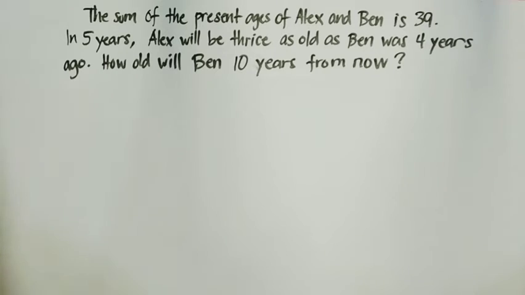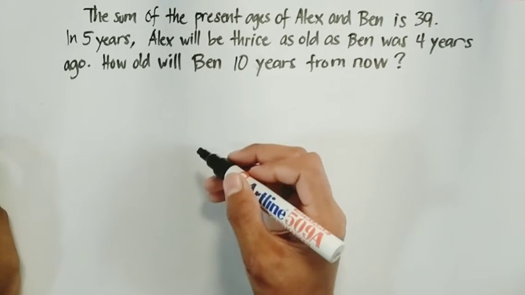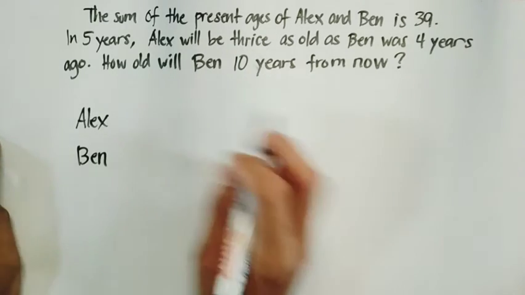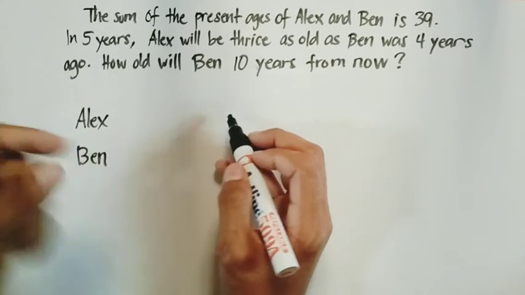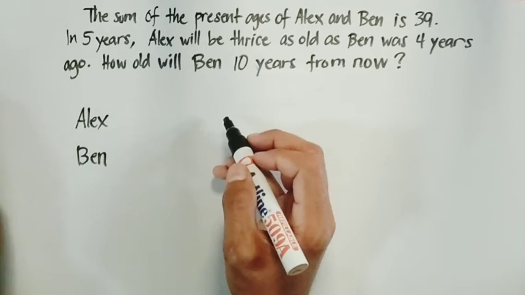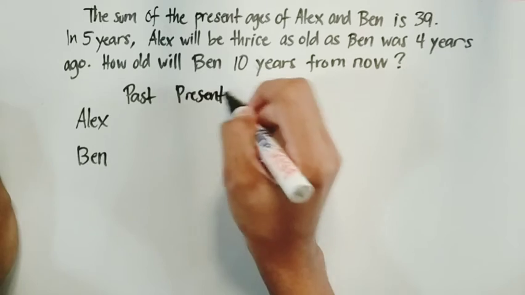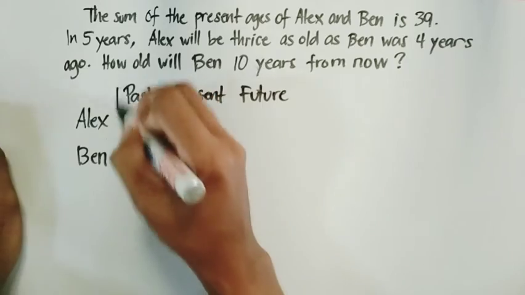Ito na yung the sum of the present ages of Alex and Ben is 39. In 5 years, Alex will be twice as old as Ben was 4 years ago. How old will Ben be 10 years from now? So, pag ganyan, age problem, gawa tayo ng table para mas maganda. Sino yung involved? Si Alex and Ben. And next, dapat i-consider natin yung mga tenses na ginamit. Yung future age, past age, and present age. So, dito yung past, ito yung present, and yung future age nila para hindi tayo malito. So, ayan.